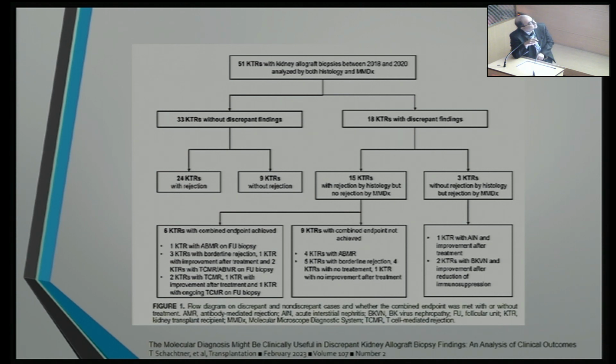Among the other cases where the combined endpoint was not achieved, 4 still turned out to be ABMR, but the 5 cases with borderline rejection were ones in which no treatment was given, so the common endpoint at that time was not achieved. But I would still say that there is a discrepant finding in almost one third of the cases.